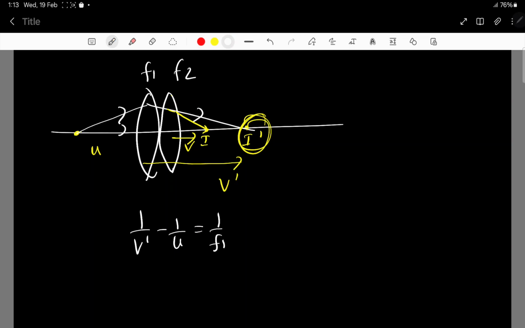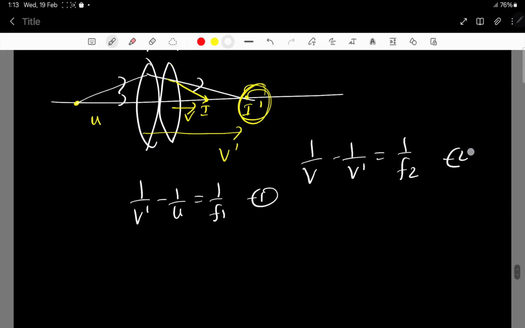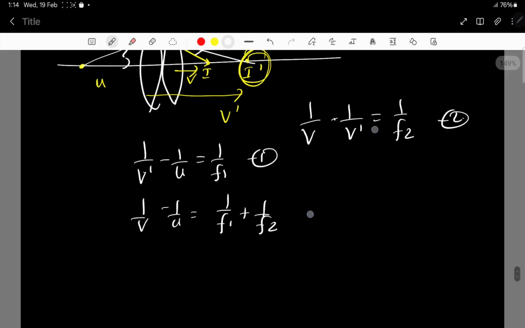So I can make use of the lens equation one more time. 1 by v minus 1 by u, where u is nothing but v dash, equals 1 by f2. Now add these two equations, equation 1 and equation 2. You'll be getting what? 1 by v dash will get cancelled. So you'll get 1 by v minus 1 by u equal to 1 by f1 plus 1 by f2. So you got an equation like this, okay.